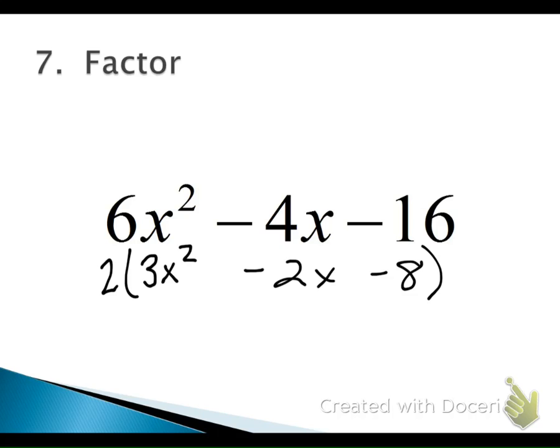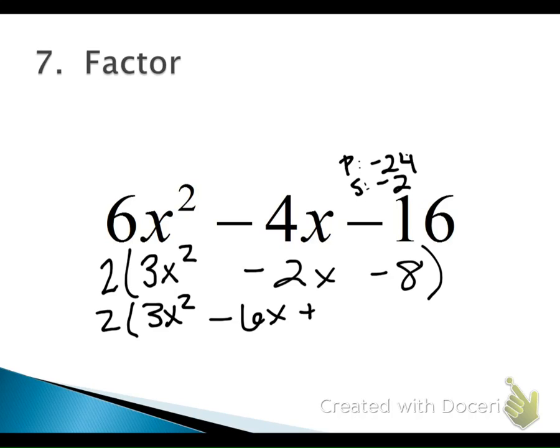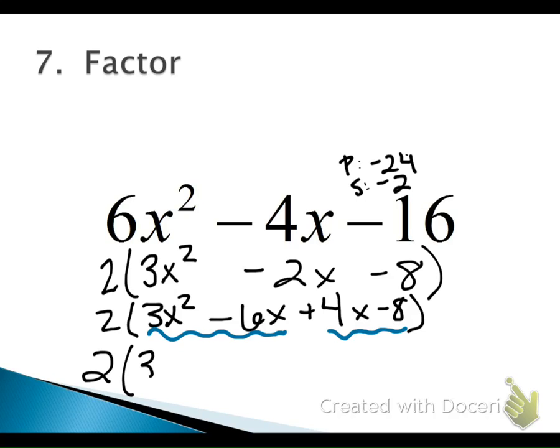Let's see. Product of negative 24, sum negative 2. Negative 6 and 4. So if I make that negative 6x positive 4, I'm going to group the first two and the last two. What do we got here? Out of the first group, they share 3x, leaving x minus 2. Out of the second group, we've got a 4.